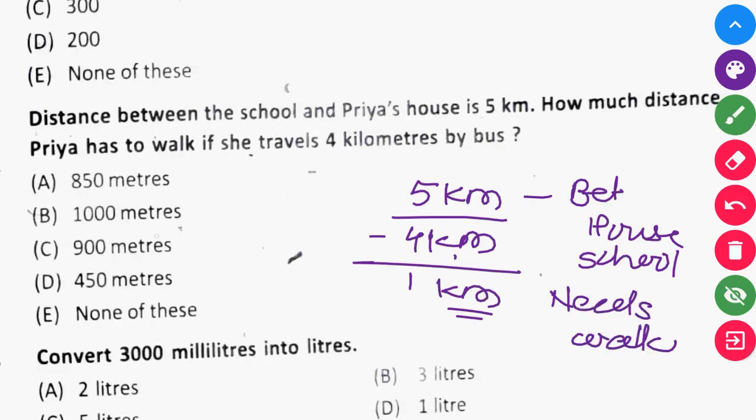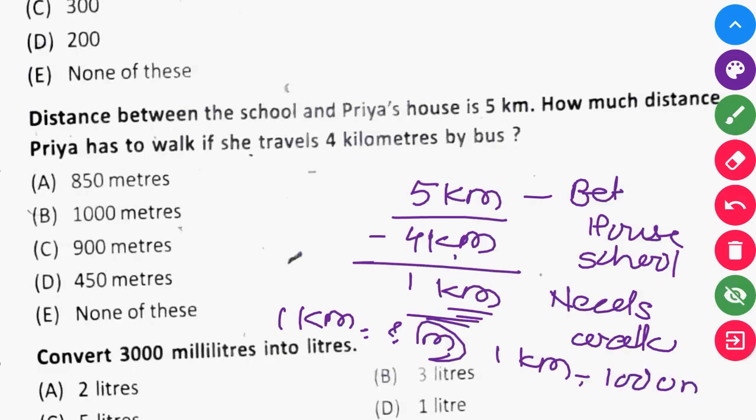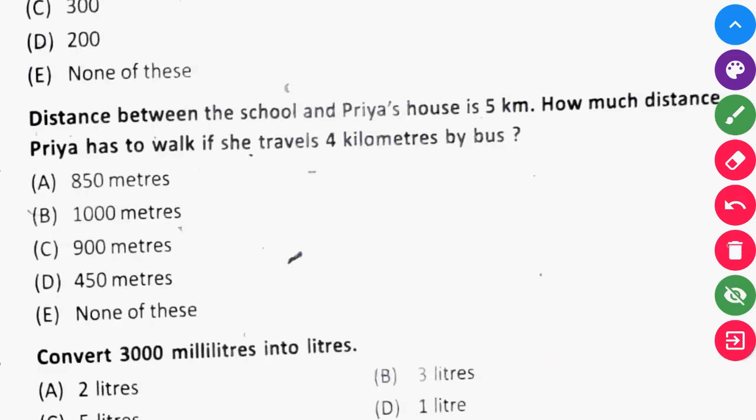Now 1 kilometer, is there any option like 1 kilometer? No, everything is in meters. So convert 1 kilometer into meters. 1 kilometer is equal to how many meters? Now you all know 1 kilometer is equal to 1000 meters. So B is your answer.